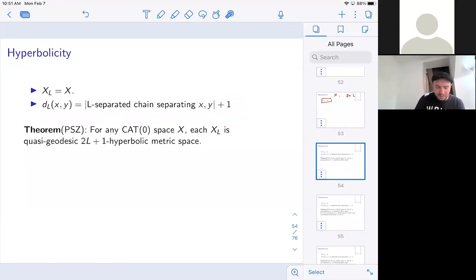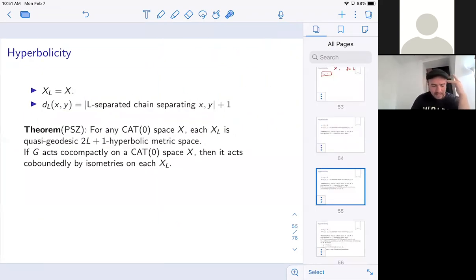Okay, so what do we prove about these XL? We show that each of these XL is going to be hyperbolic for some L. It's a quasi-geodesic metric space. Any two points are connected by a uniform quality quasi-geodesic. And if G acts co-compactly on X by isometries, then it will act co-boundedly by isometries on XL.